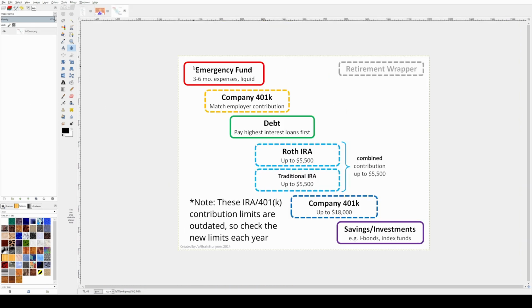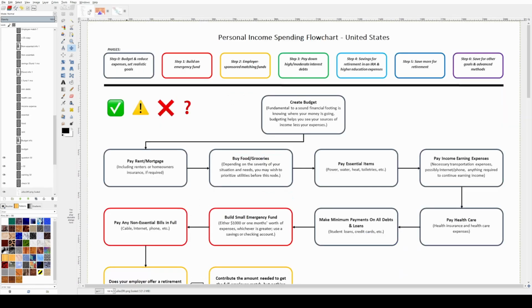Now, many of you are probably already at step 6, which is excellent, but this guide can still serve as a good check to make sure you're not missing anything within your own system. And if you're not quite at step 6, well then there's certainly going to be a lot of value to have from this process. So let's start with step 0, which is to create a budget.